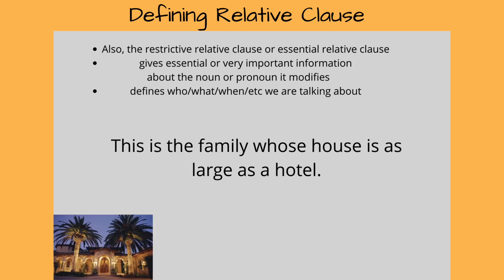Next, this is the family whose house is as large as a hotel. This is a defining relative clause. This time it is showing possession with the relative pronoun whose. We are defining which family we are talking about. Which family? Oh, the family whose house is as large as a hotel. Okay, so now we know which family we are talking about, the family who owns, who possesses this hotel-looking house. And oh my, that is a nice looking house.